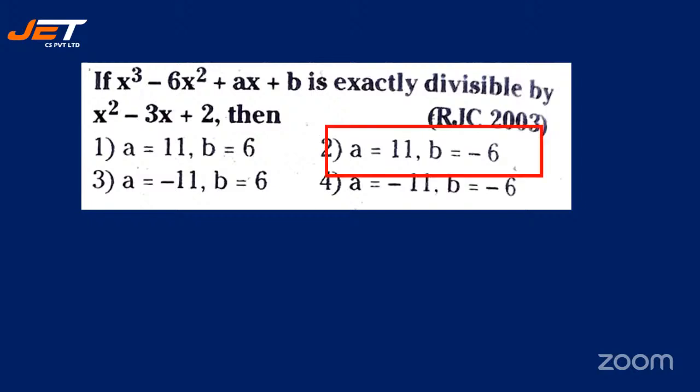Yes, your time is over. Let's see. The answer of A is 11. The answer of B is minus 6. So you have to divide it like usually how you do the long division. So then you will have your equation in terms of A and B. So since it is exactly divisible, it means that your remainder is 0. So when you equate it to 0, you get the value of A and B. All right. Let's see the next question.